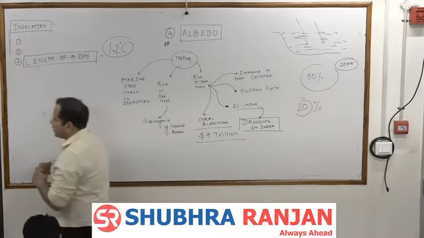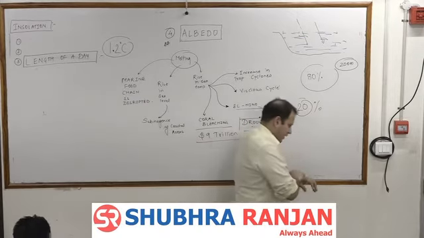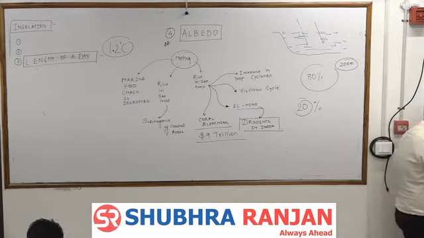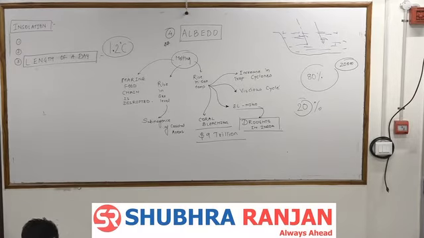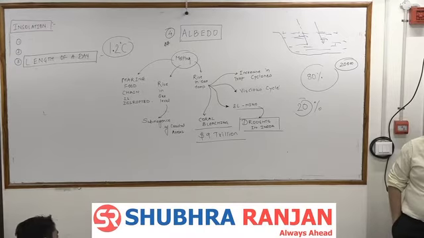Next point, lighter substances, light colored substances have greater albedo. Now you understand albedo का ये? That means albedo is short wave radiation.